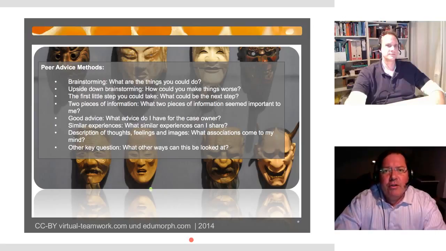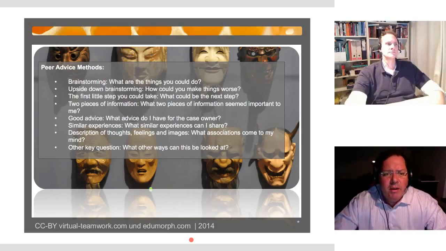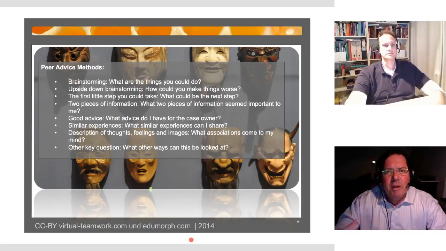Sometimes we're in dilemmas where we don't know what the next step could be, where we feel a little overwhelmed, and then the first little step you could take method is the one to use here. The peers offer just a couple measures, a couple little steps, and here the keyword is little steps, that the case presenter could take to move in the right direction.